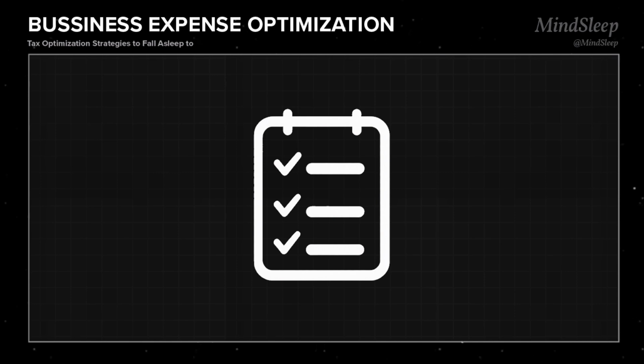As we transition from the world of business expenses, let us turn our attention to the realm of alternative investment structures. Here, we will explore how the principles of optimization we've discussed can be applied to more complex and potentially lucrative investment vehicles. The journey through tax efficiency continues, ever more intricate, ever more fascinating.